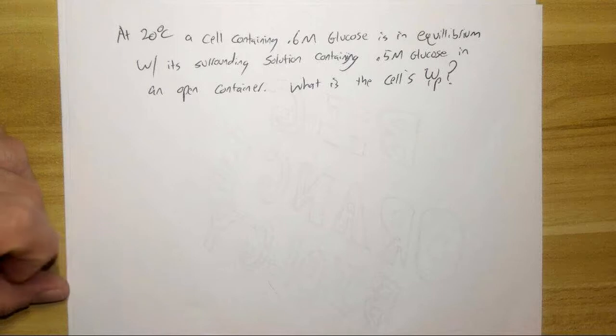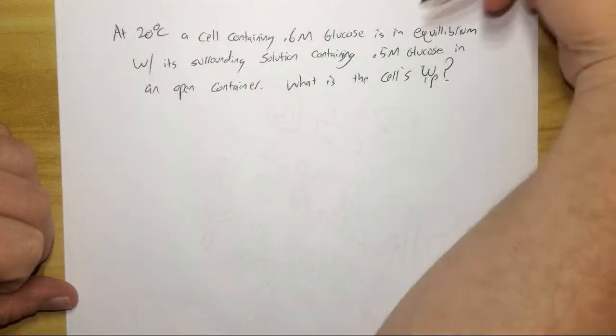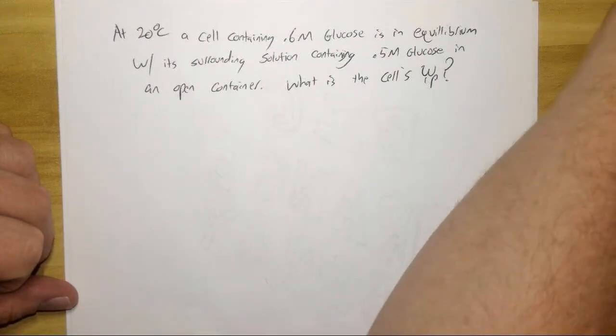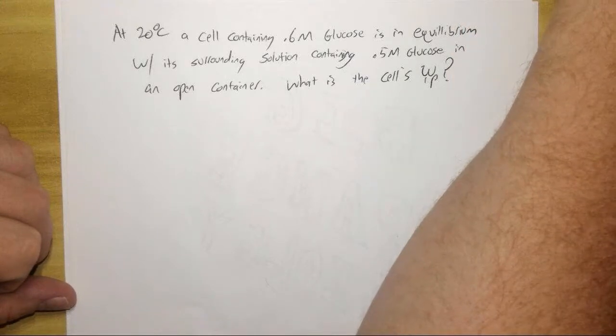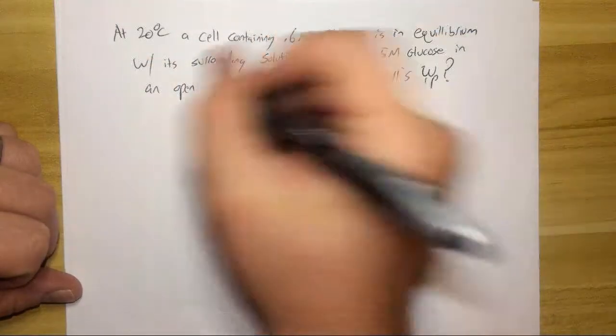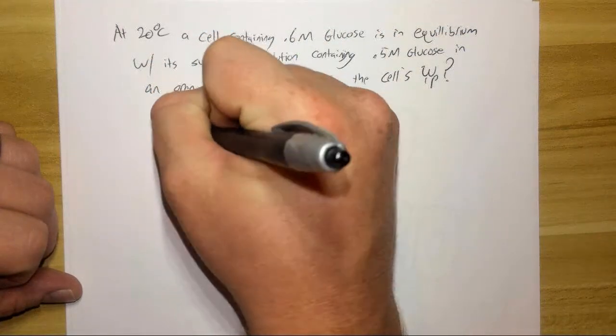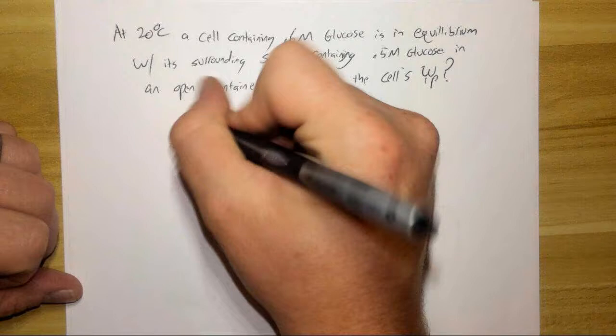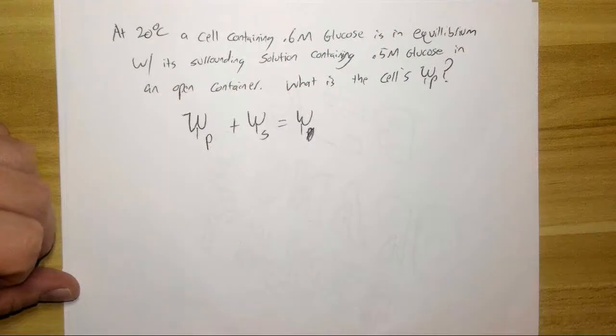So we're going to assume first off this is a plant cell. Despite being in an open container, the cells themselves have their own pressure potential, by the way. It's usually given to you, or it's assumed. In this case, we're going to solve for it. So let's look and see what we need for pressure potential by looking at the original equation that we have here. So we have that equation.